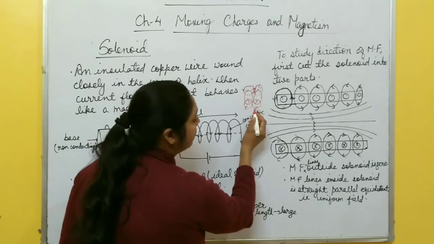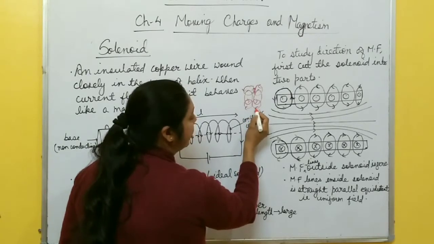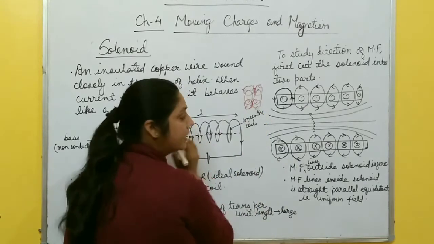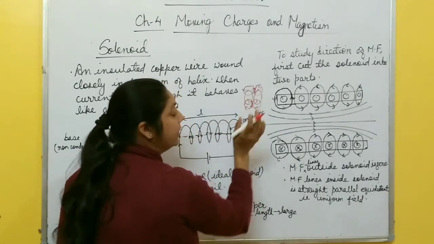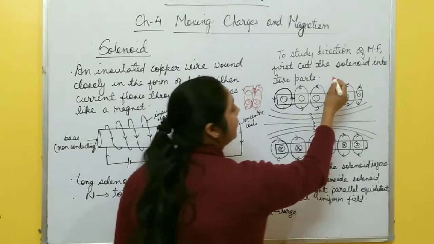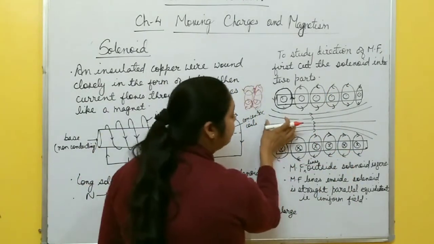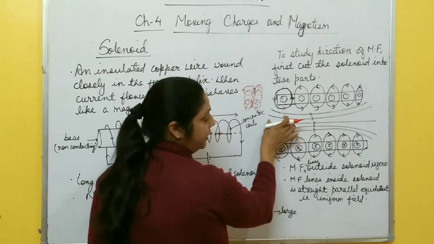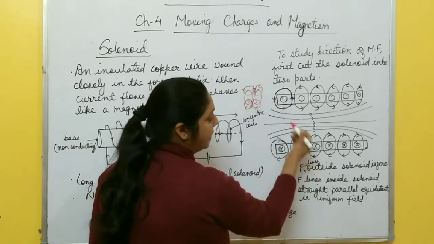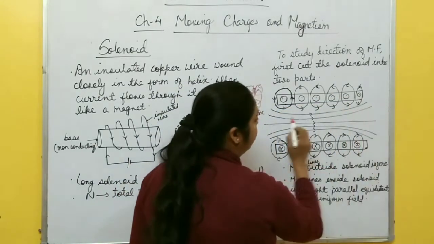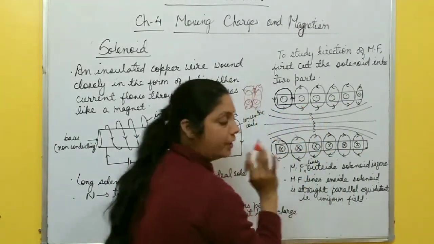Here also, in the lower part, in one coil the magnetic field is going in this direction, in another coil the magnetic field is coming in the opposite direction. Both cancel each other. It means the total magnetic field outside this solenoid is 0. The magnetic field exists only inside the solenoid, from left to right.